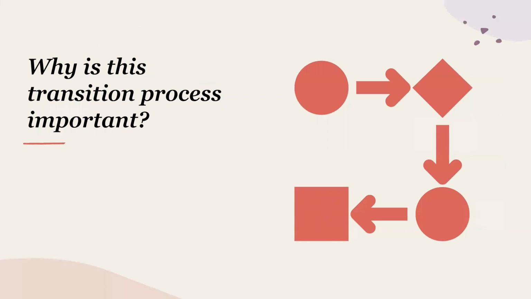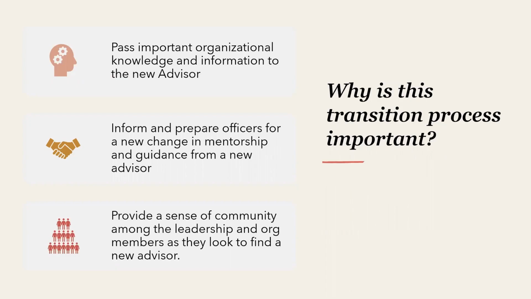So why is this transition process important? It is important because it helps to pass on important organizational knowledge and information to the new advisor. This is to make sure that they have a strong understanding of how to mentor and guide this organization going forward. Next, it helps to inform and prepare officers for a change in mentorship and guidance from a new advisor. This is to make sure officers are kept up to date on what is happening so that they don't scramble to find a new advisor on their own. And finally, it helps to provide a sense of community among the leadership and its org members as they look to find a new advisor together.